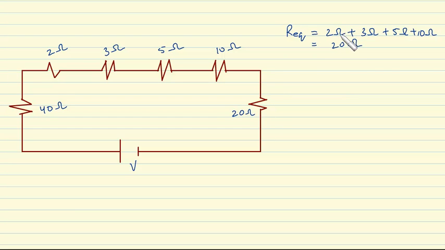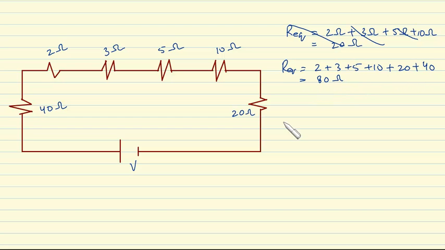So what will be the new equivalent resistance? Let me cut out this one. The new equivalent resistance will be 2 ohm plus 3 ohm plus 5 ohm plus 10 ohm plus 20 ohm plus 40 ohm. And the final answer will be 3 plus 2 is 5, 5 plus 5 is 10, 10 plus 10 is 20, 20 plus 20 is 40, 40 plus 40 is 80 ohm.